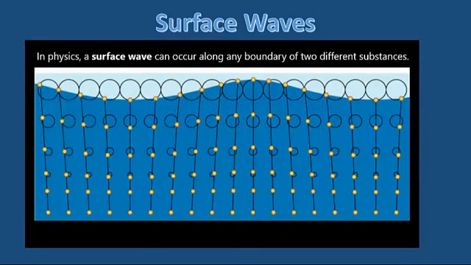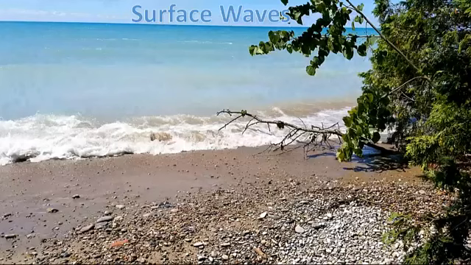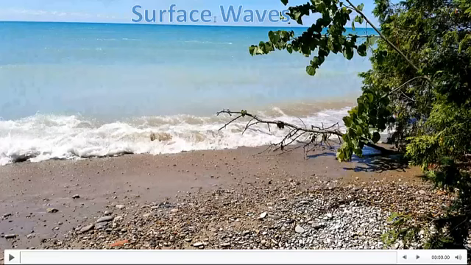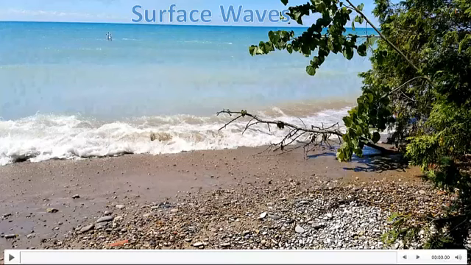So here's what we know about surface waves. Surface waves occur along the boundary between two different substances, for example, air and water. So in the case of surface waves that we see on this lake, it's happening between the air, which is above the water, and the water. Okay, so that's fairly straightforward, but it doesn't have to be air and water. It can be water and the sand, or it can be air and the sand.